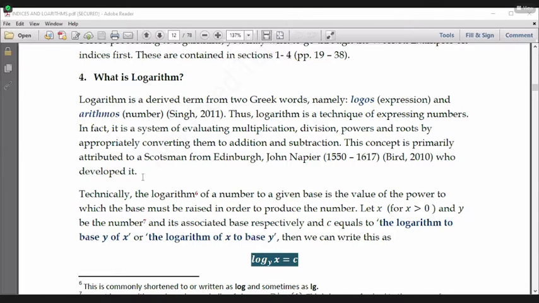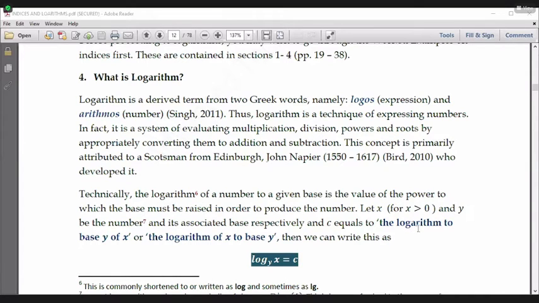Now, I want you to look at your scientific calculator. What is the common logarithm? That is log of 100. What does it show you? 2. What is log of 1,000? 3. And what is log of 10,000? 4. So we are saying logarithm is 2. Is this the explanation now?